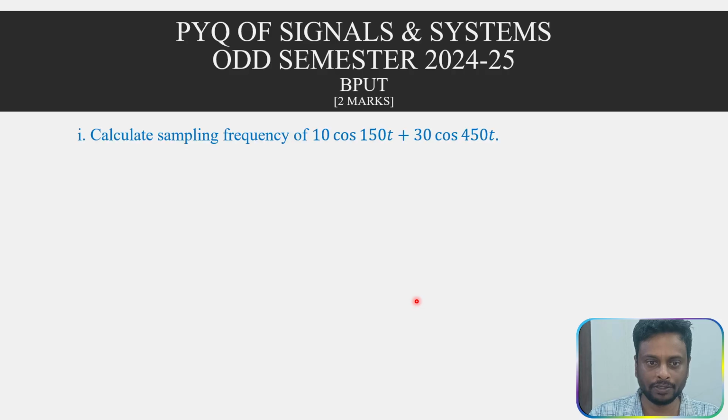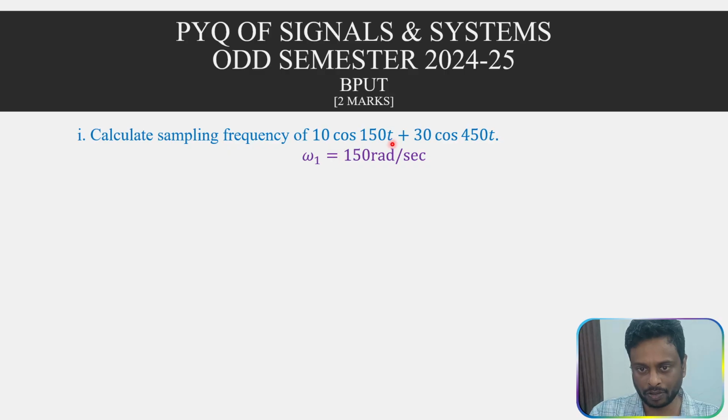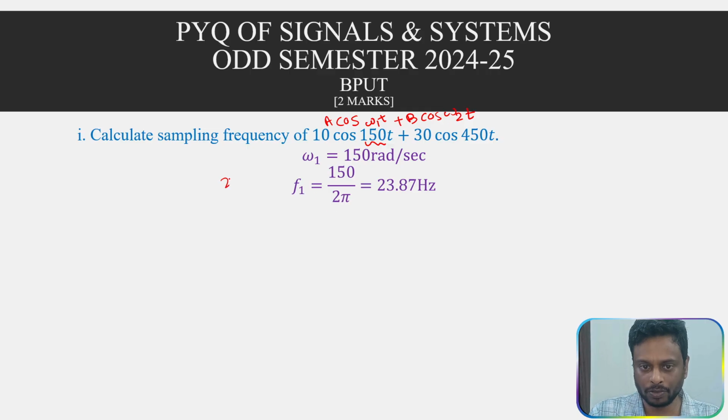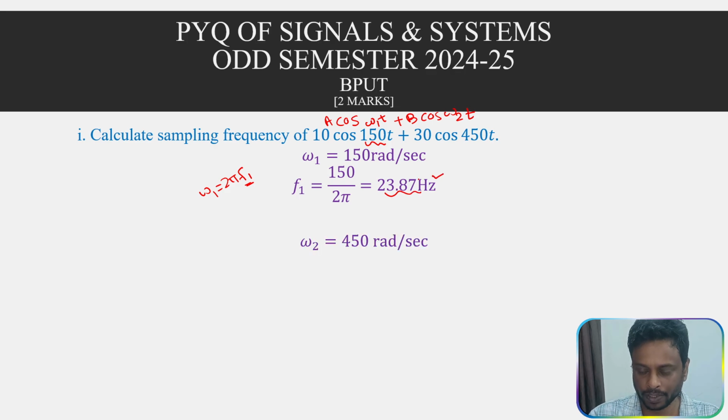Next, calculate the sampling frequency of this signal. Let us see, this signal is divided into two parts. The signal is a cos omega 1 t plus b cos omega 2 t. Now this omega 1 equals 150 radian per second. Omega 1 equals 2 pi f1, so f1 equals 150 by 2 pi. So it is 23.87.